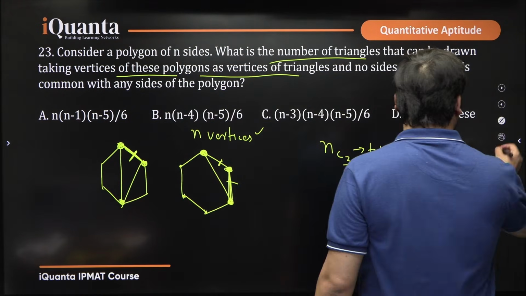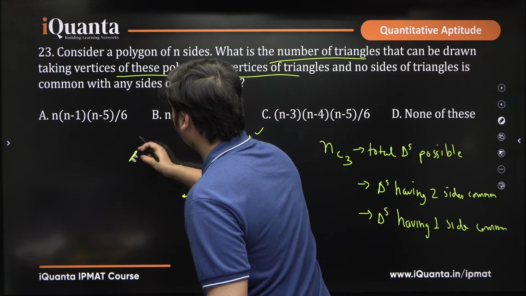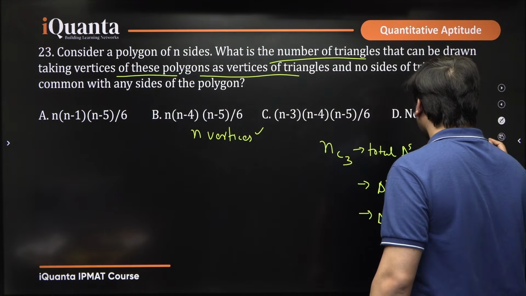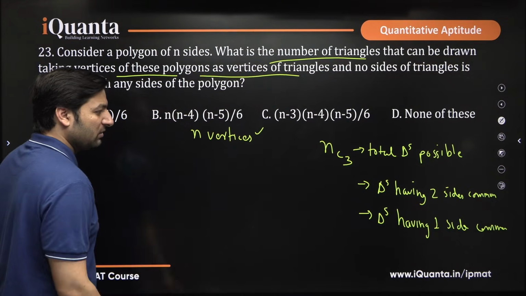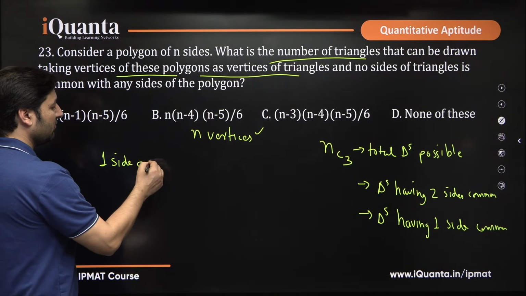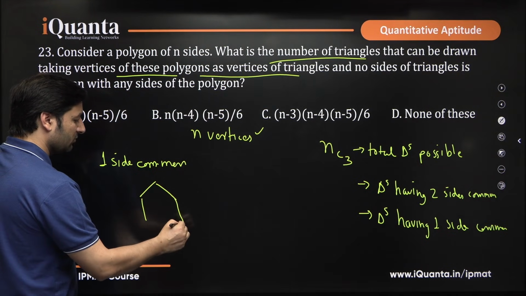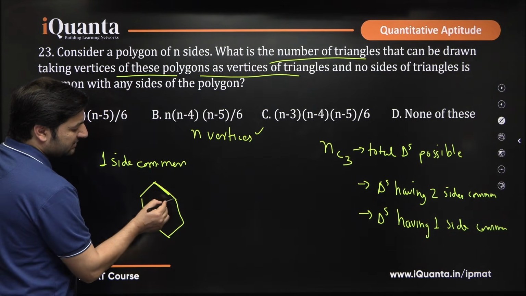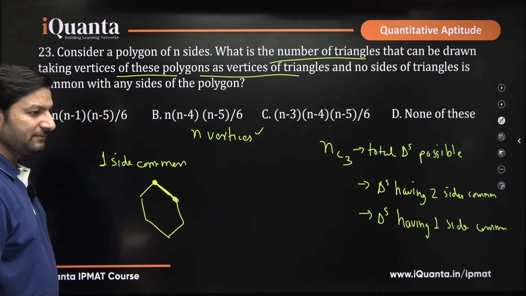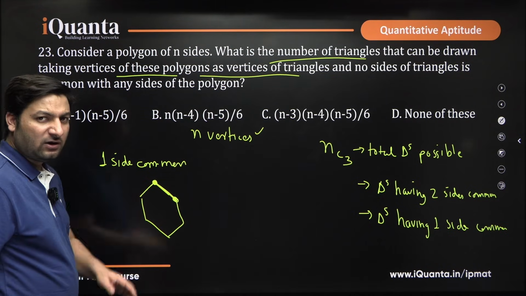Now how to remove these? Okay, let us see how to remove these. We know the total number of triangles is NC3. From that we have to remove the total number of triangles having 2 sides common and one side common. Let's work with one side common first. Okay, one side common. Suppose this is your polygon. One side common means, say this is one vertex, this is one vertex, these 2 vertices will form a side. So 2 vertices of the triangle are already there.